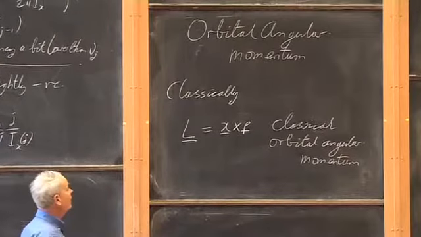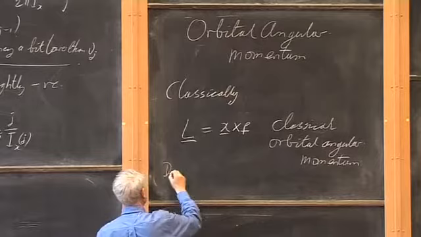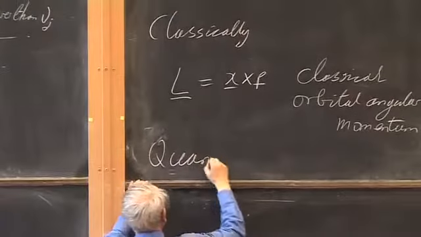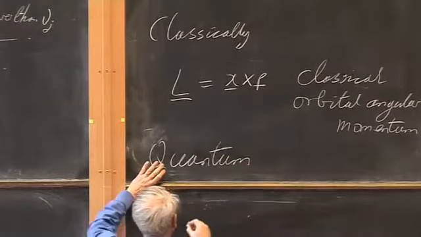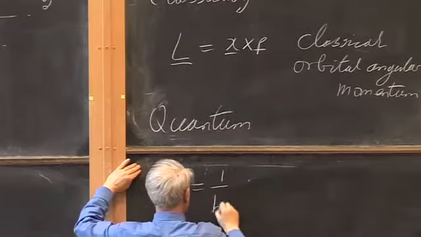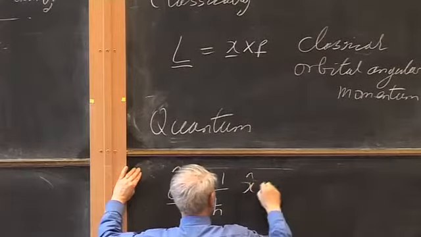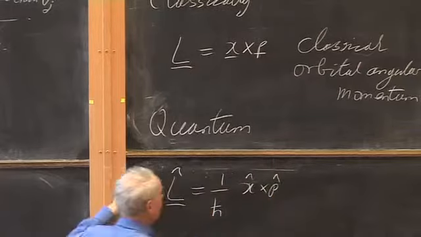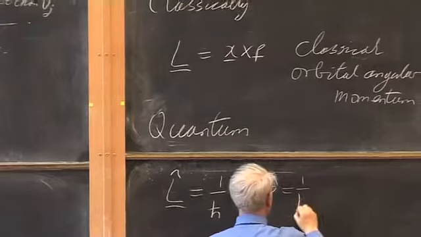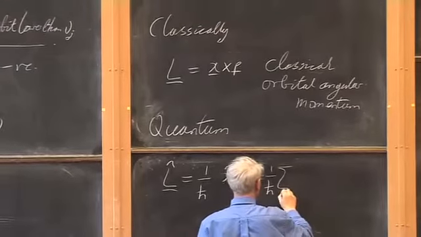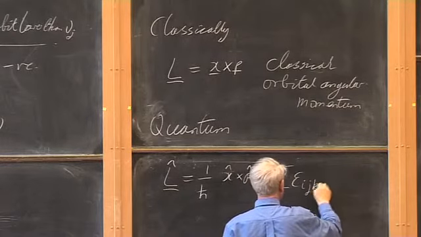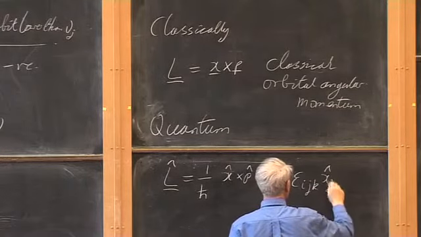Right, so we can define an operator. So in quantum mechanics, by analogy with this, it's natural to define an operator, L hat, which is equal to 1 over h bar x hat cross p hat. Let's write that out in components to make sure we know what we're doing. That's 1 over h bar, the sum of epsilon i j k x j p k.